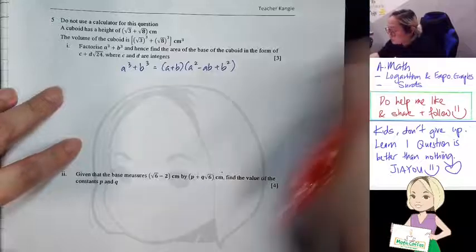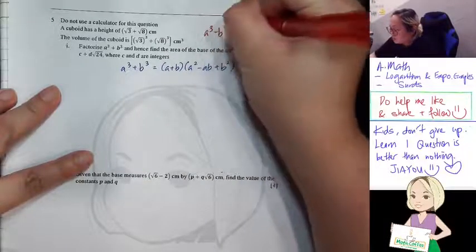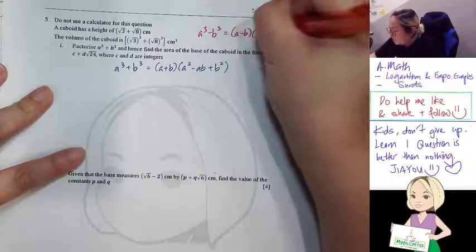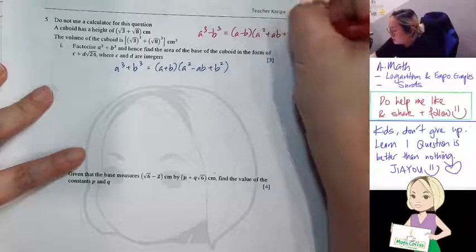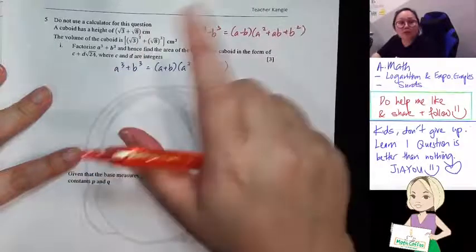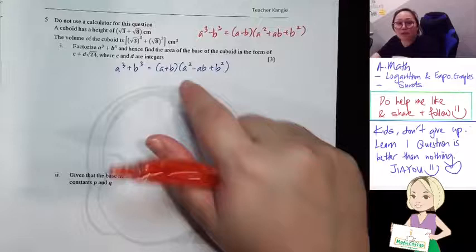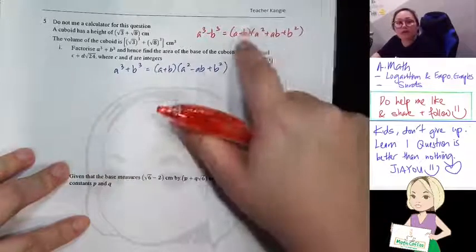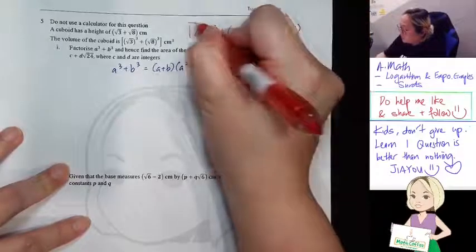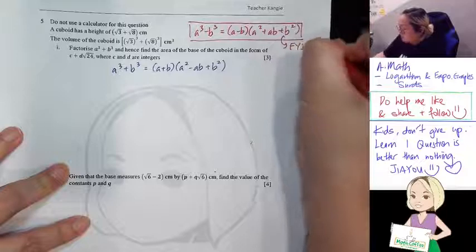So, just to put at the side here, a cube minus b cube can also be factorized. So it is a minus b, a square plus ab plus b square. Okay, so you need to know how to factorize a cube plus b cube, and you need to know how to factorize a cube minus b cube. So in this question, we are using the blue color one. The red color one is just the other one. It's just for your information.